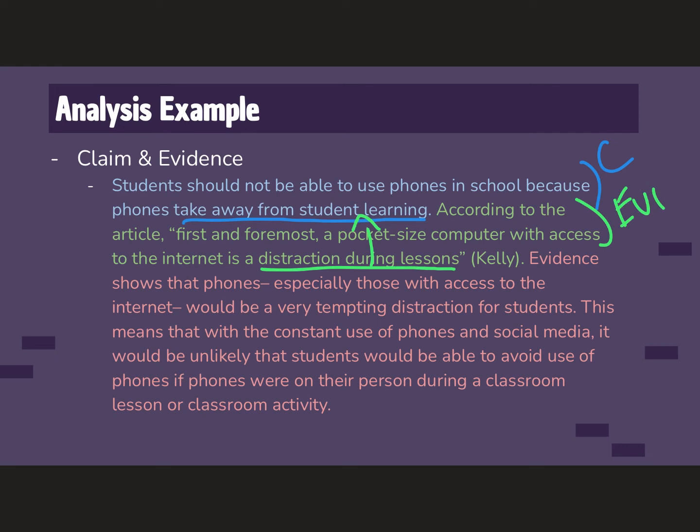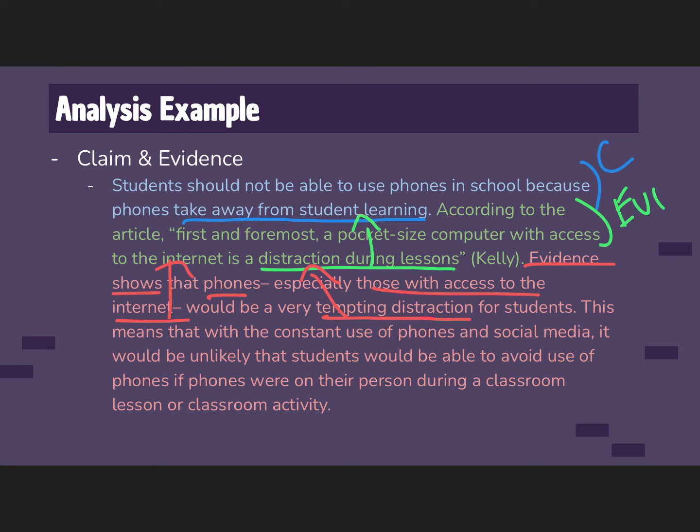Next, we have our analysis. Evidence shows, so we're using a little transition there, that phones, especially those with access to the internet, would be a very tempting distraction for students. So this is putting the evidence in their own words by saying tempting distraction, because we said distraction here, and phones, especially those with internet, bringing in that idea of internet as well.